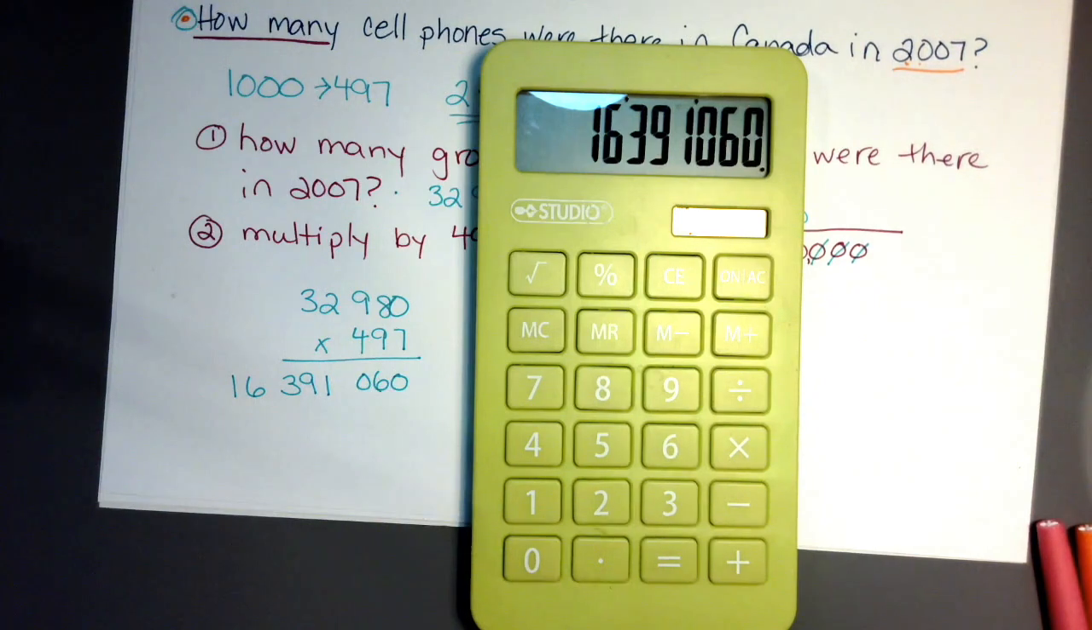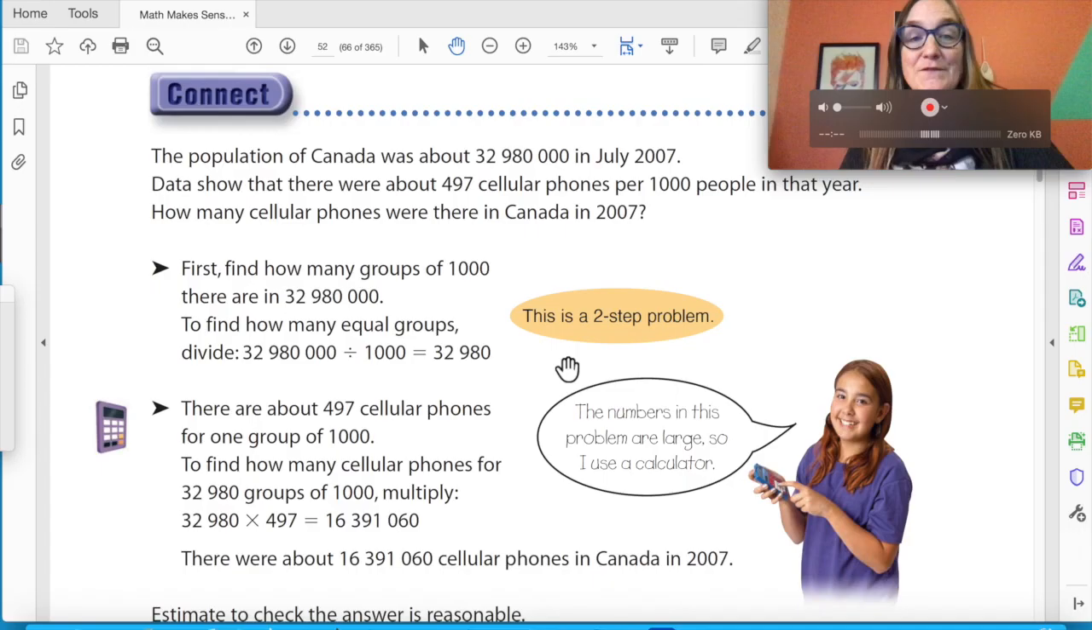All right. We're going to go through the steps that we followed one more time just to review and make sure everybody understands how we came up with the answer to that problem. So looking in the textbook, here's our problem. The population of Canada was about 32,980,000 in July 2007. Data show there were about 497 cellular phones per 1,000 people in that year. How many cellular phones were there in Canada in 2007?